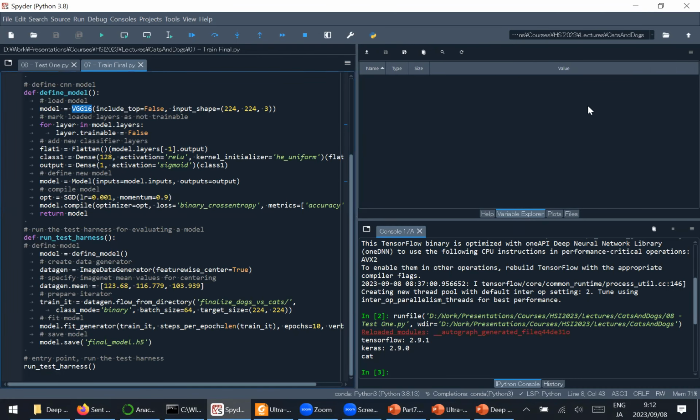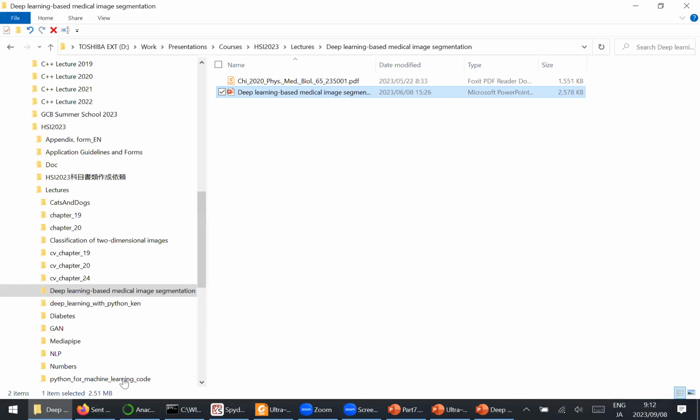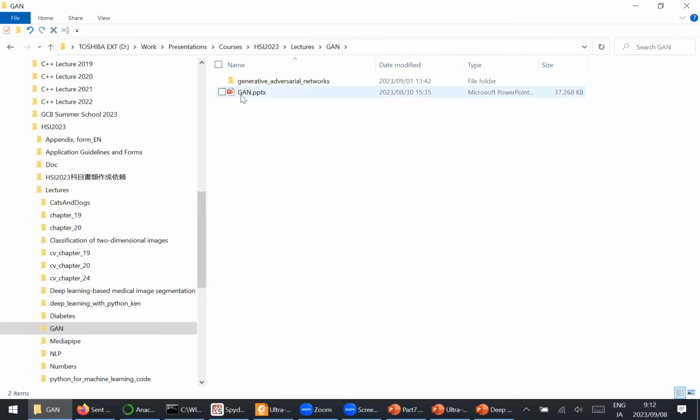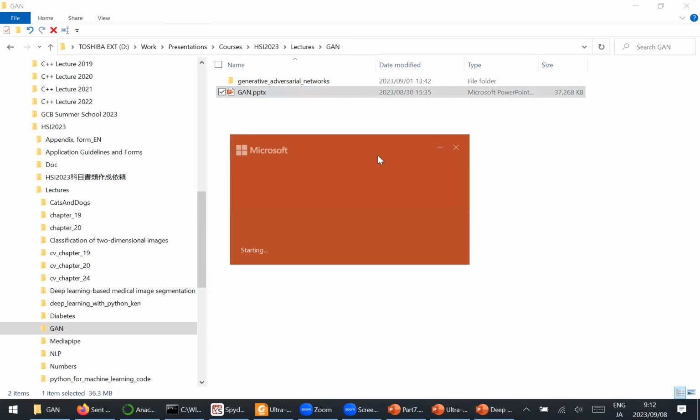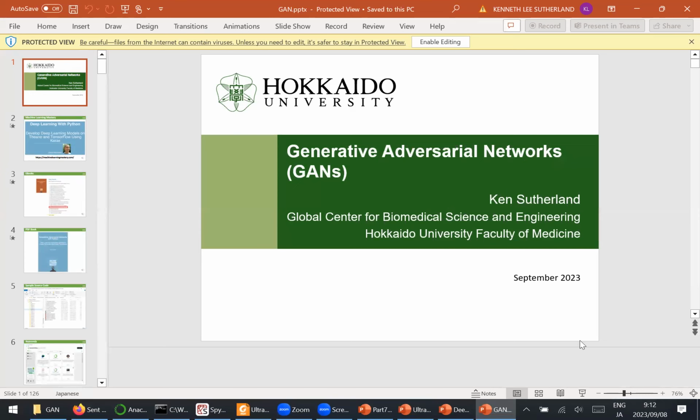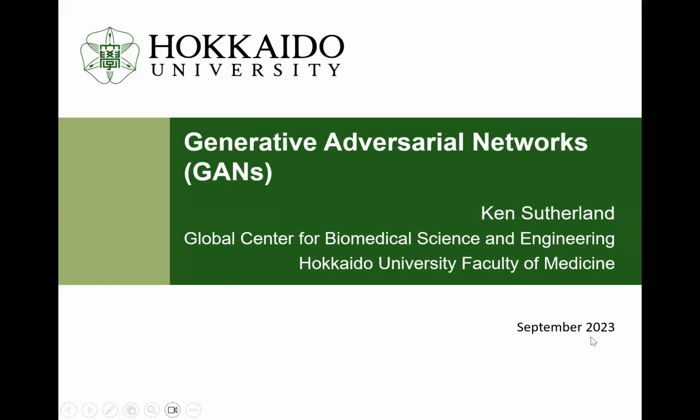So the last topic for this course is GANs. So GANs are very popular now. G stands for generative, A is for adversarial, and it's for networks, right?